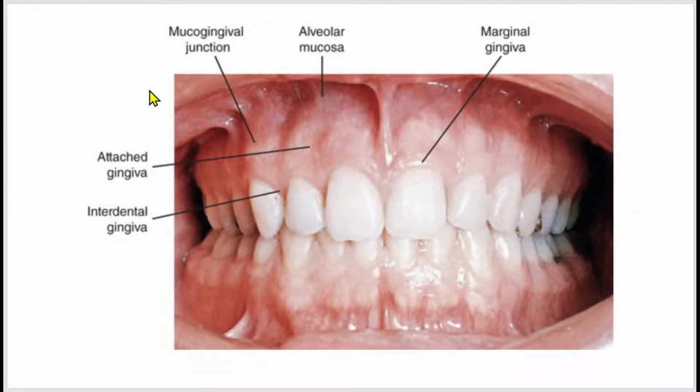Another picture just to see, again, this is the attached gingiva, and this is the alveolar mucosa. As you can see, that's technically where it starts. That's the vestibule, right? That's the labial vestibule and the maxillary arch. And we know that's the margin of the gingiva, and same thing with the sulcus technically.